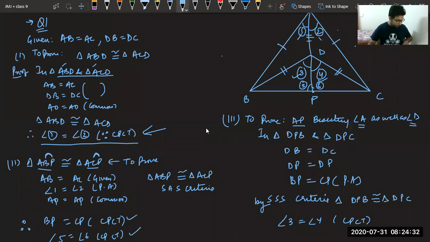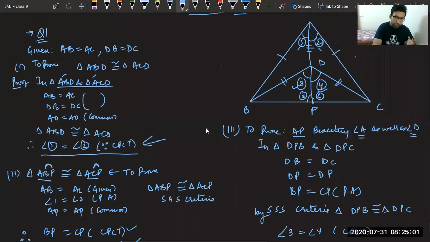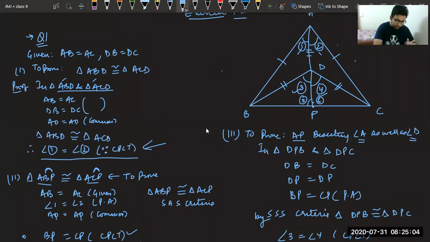Okay, now see, we have to prove the final thing, that AP is the perpendicular bisector of BC. So we have to prove two things: that BP equal to PC, and angle 5 equal to angle 6 equal to how much? To prove AP as perpendicular bisector, we have to prove that angle 5 equal to angle 6 is equal to 90 degrees. All of you are correct.